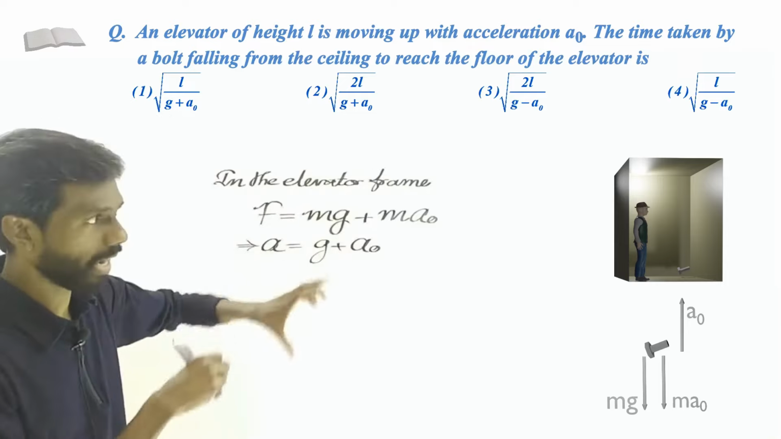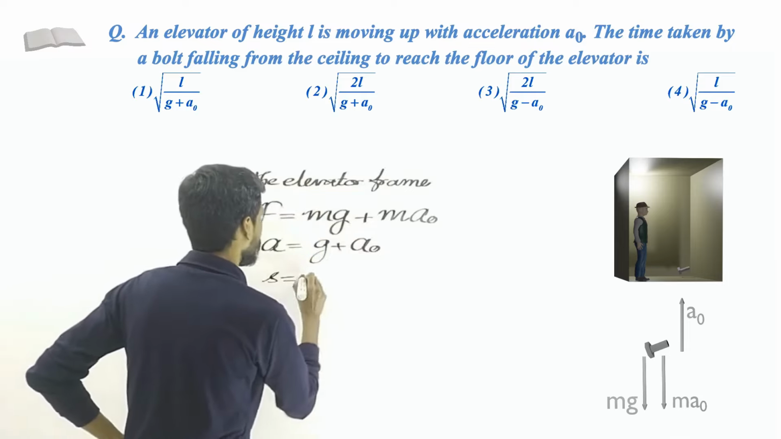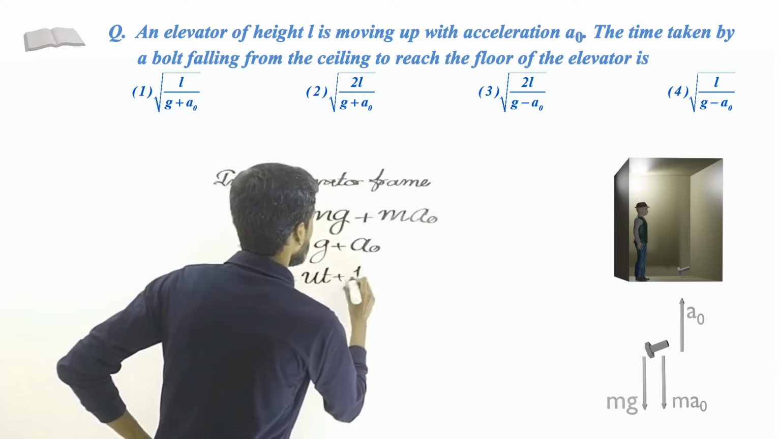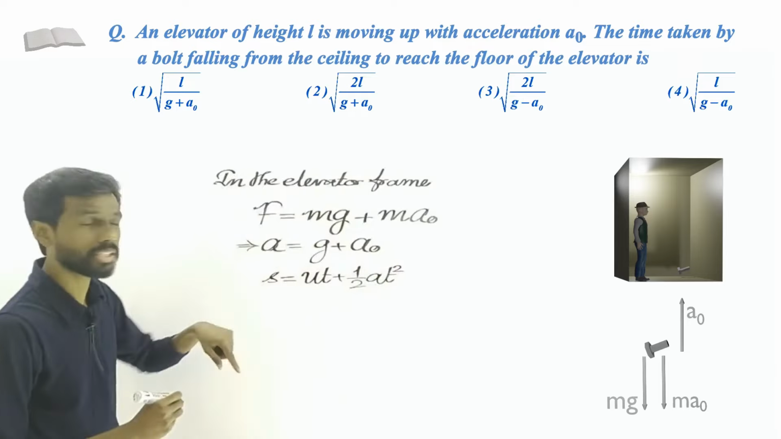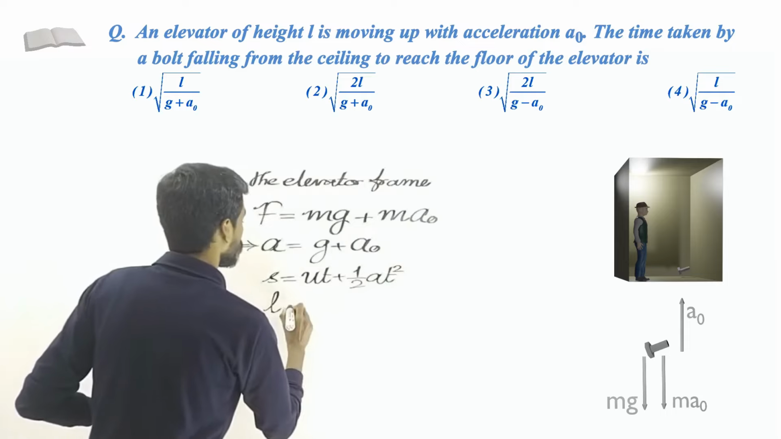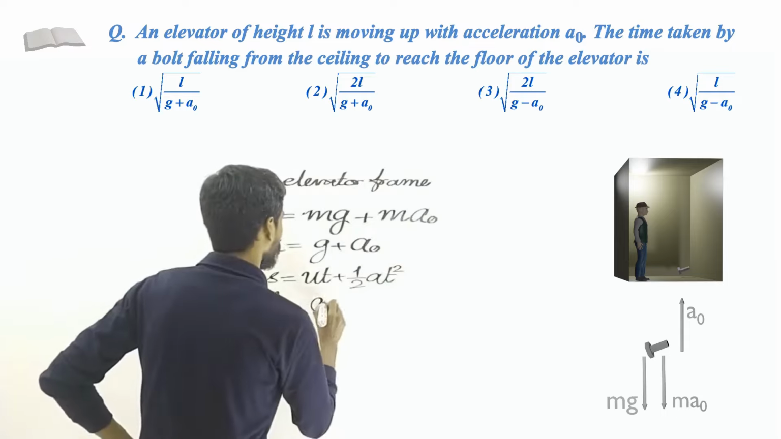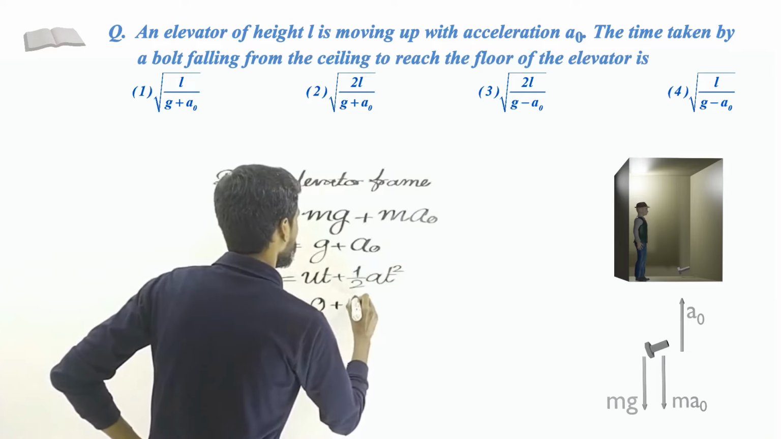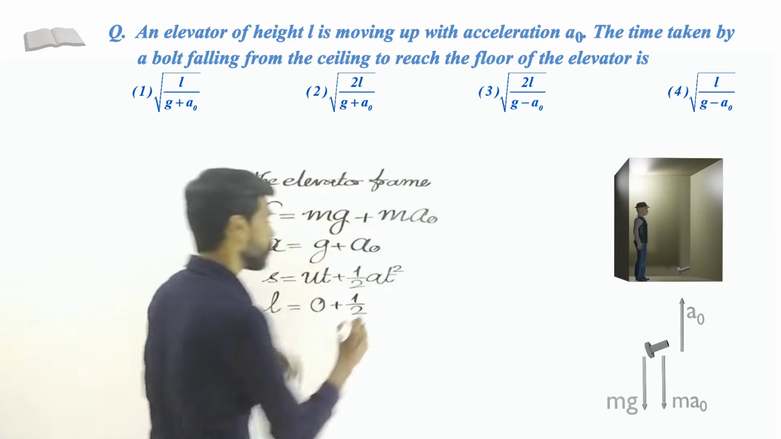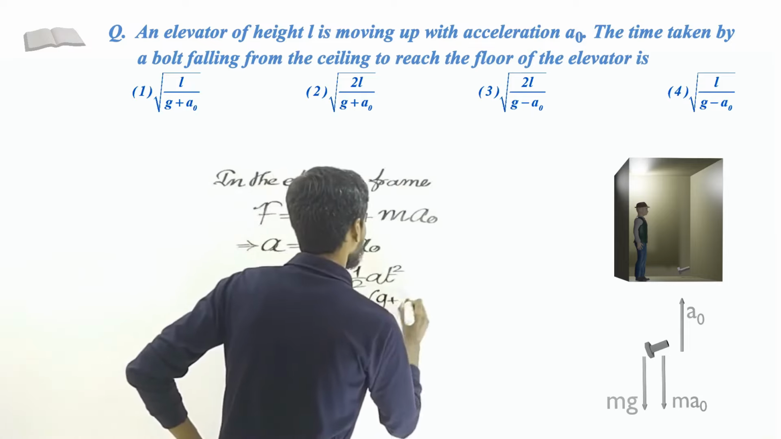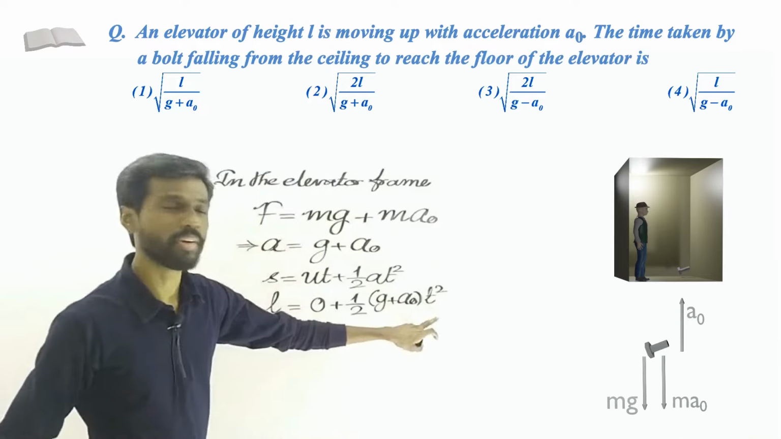Alright, so L is the distance, the height of the elevator. So what is the formula? We can use simply this formula, S equals ut plus half a t square. S is the total distance covered. L, see, that is the relative distance, right? So u is the initial speed, that is 0, plus half the acceleration of the object that we have found here, that is g plus a0, multiplied by t square. From this we can find the value of t.